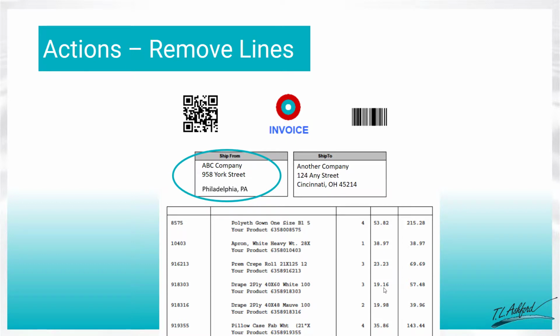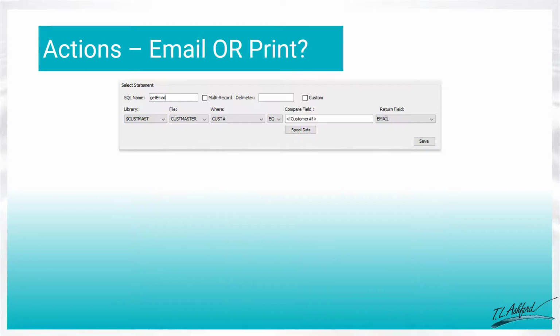Another common feature is the remove line action. Very often you'll have address line 1, address line 2, and it's simply remove the line or clear the line if it's blank. And when you use that action, when we see a blank line, we'll remove it and slide the city and state zip up.